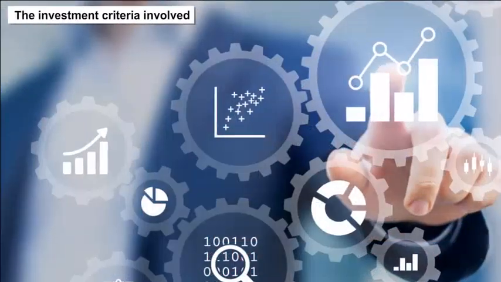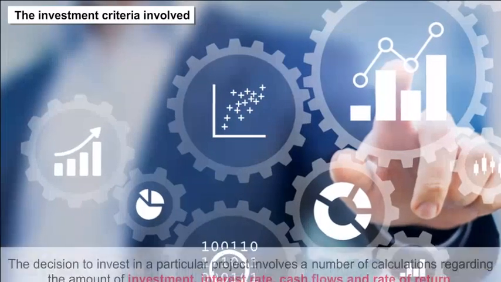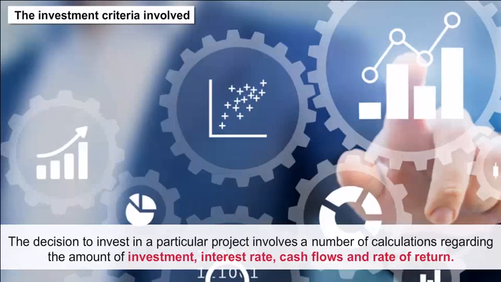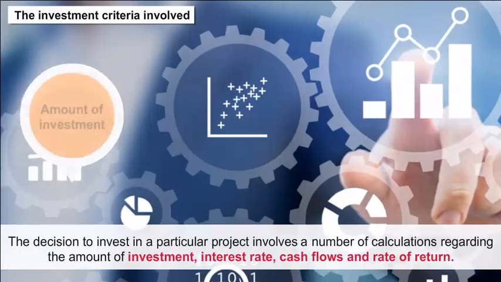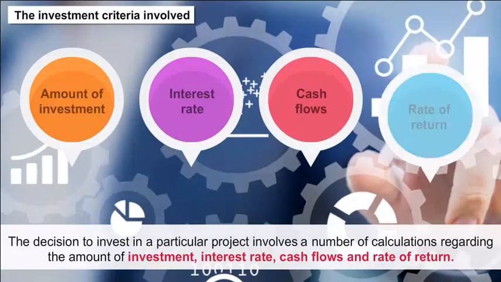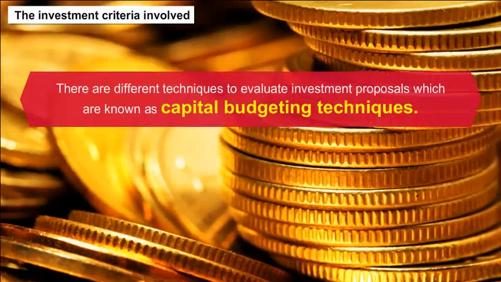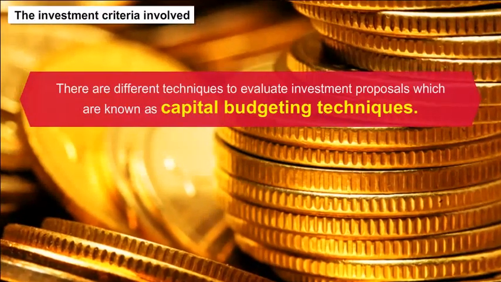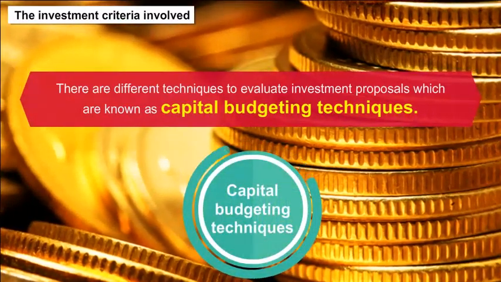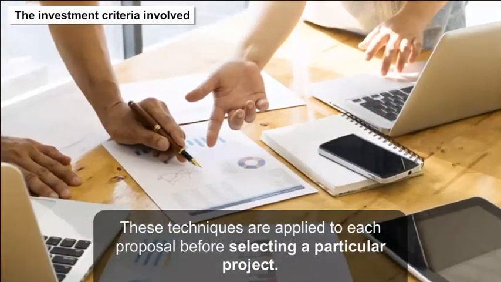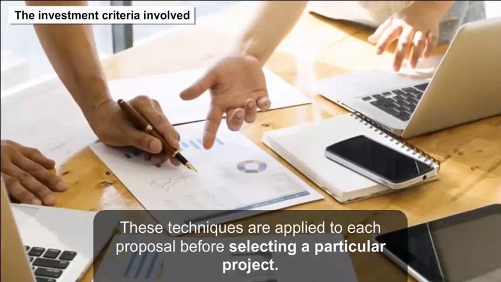The investment criteria involved. The decision to invest in a particular project involves a number of calculations regarding the amount of investment, interest rate, cash flows, and rate of return. There are different techniques to evaluate investment proposals, which are known as capital budgeting techniques. These techniques are applied to each proposal before selecting a particular project.